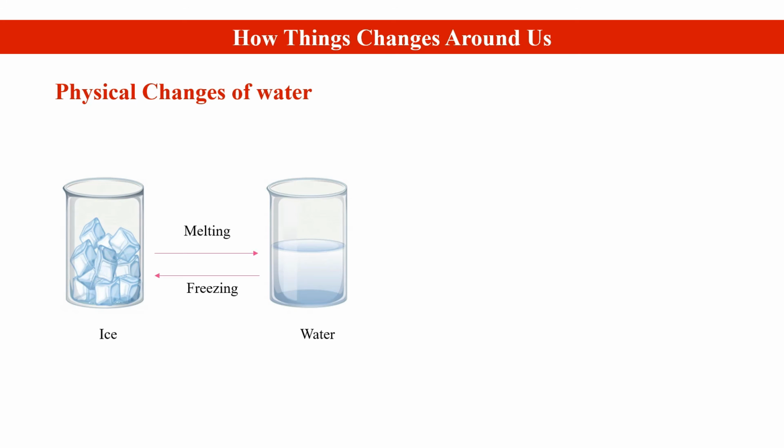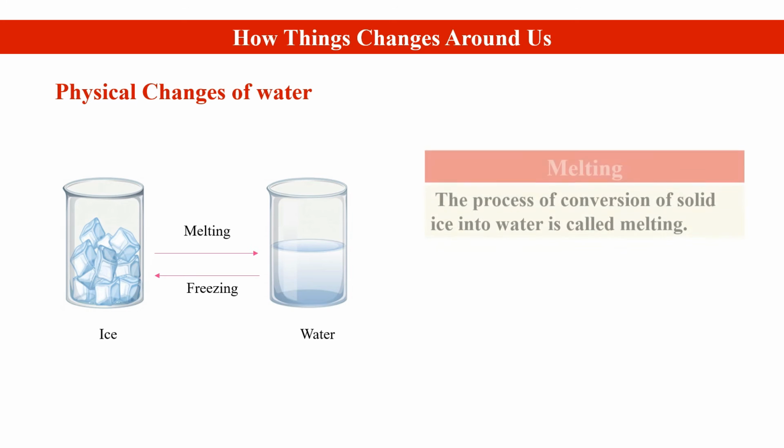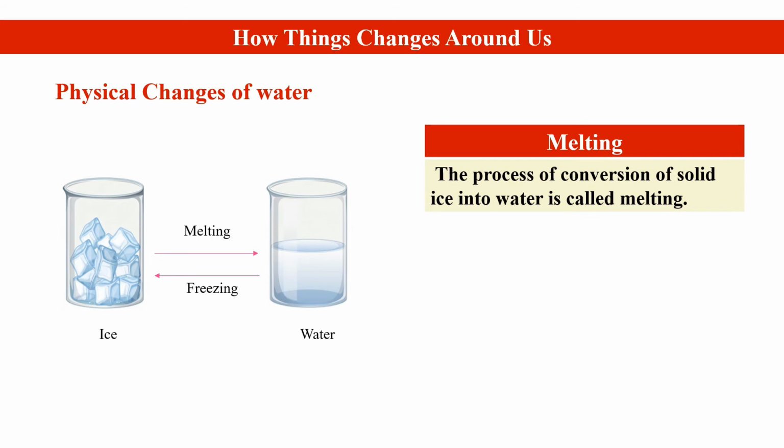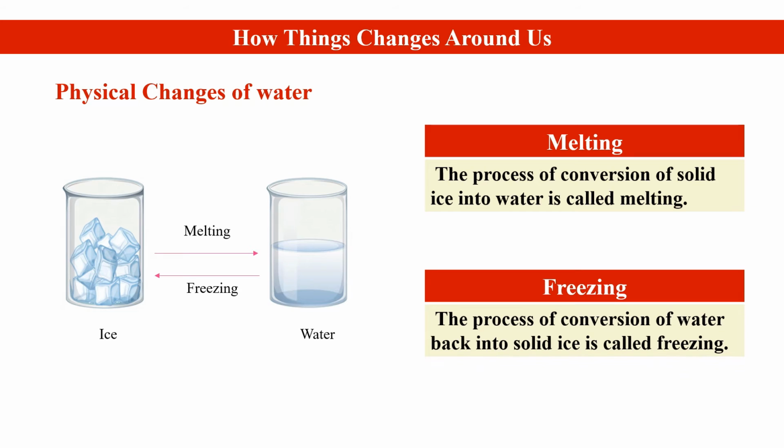When solid ice is kept in open space, it changes to water. This process is known as melting. The same way, if you refrigerate water, it forms solid ice again. This is known as freezing. So let us learn the definitions. Melting: the process of conversion of solid ice into water is called melting. The same way, the process of conversion of water back into solid ice is called freezing.